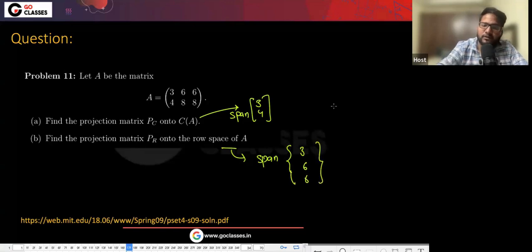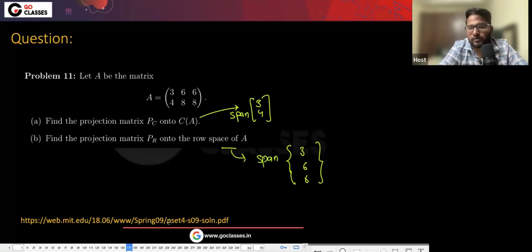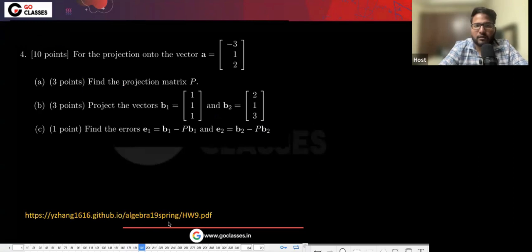Okay. So this is the question, and the answer is on the next page. It is easy, right? So you can find out A transpose and you can find out A transpose A. You divide both and then you will be getting the answer, right? Similarly for B. Okay. It is an easy question. I hope you understood, right? Now let's see this.